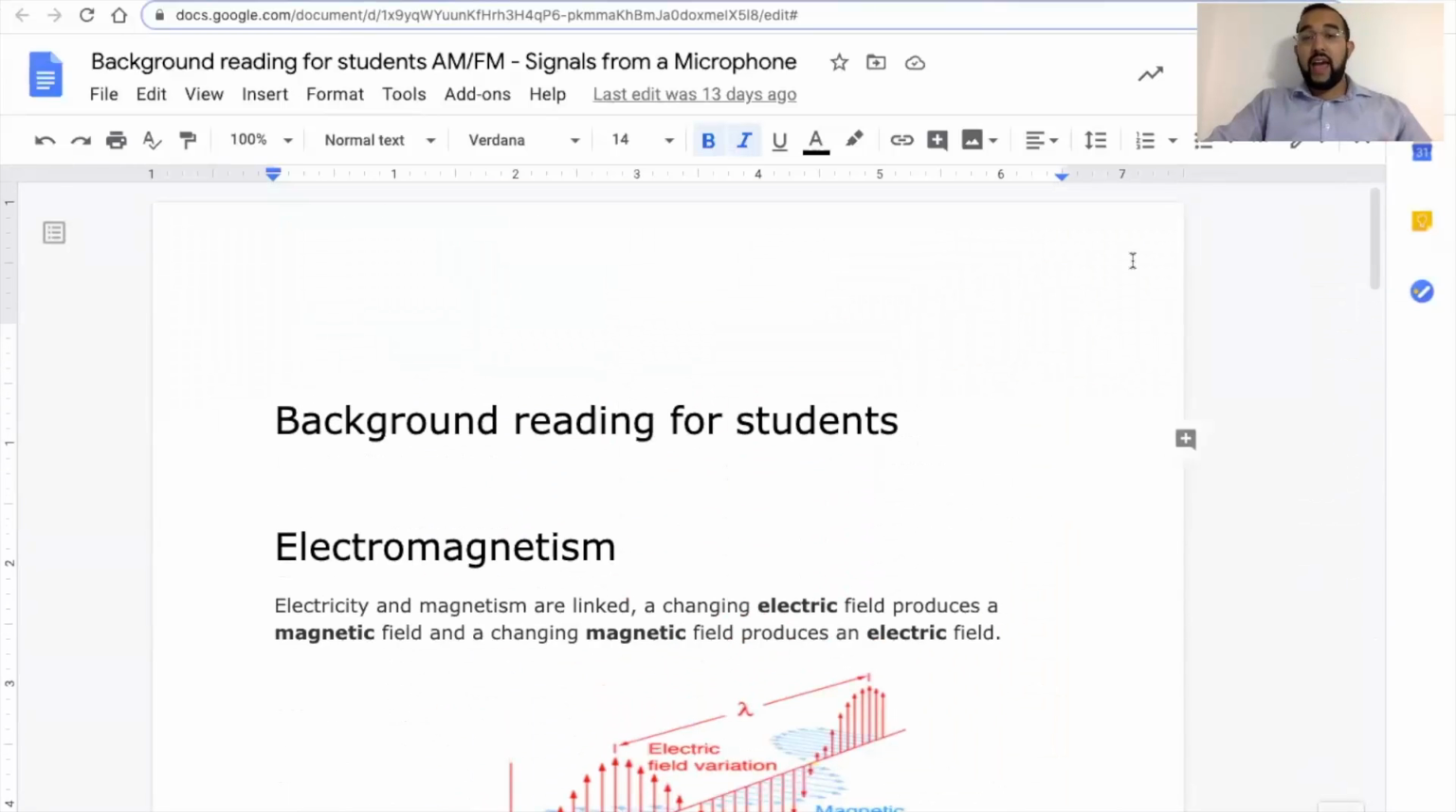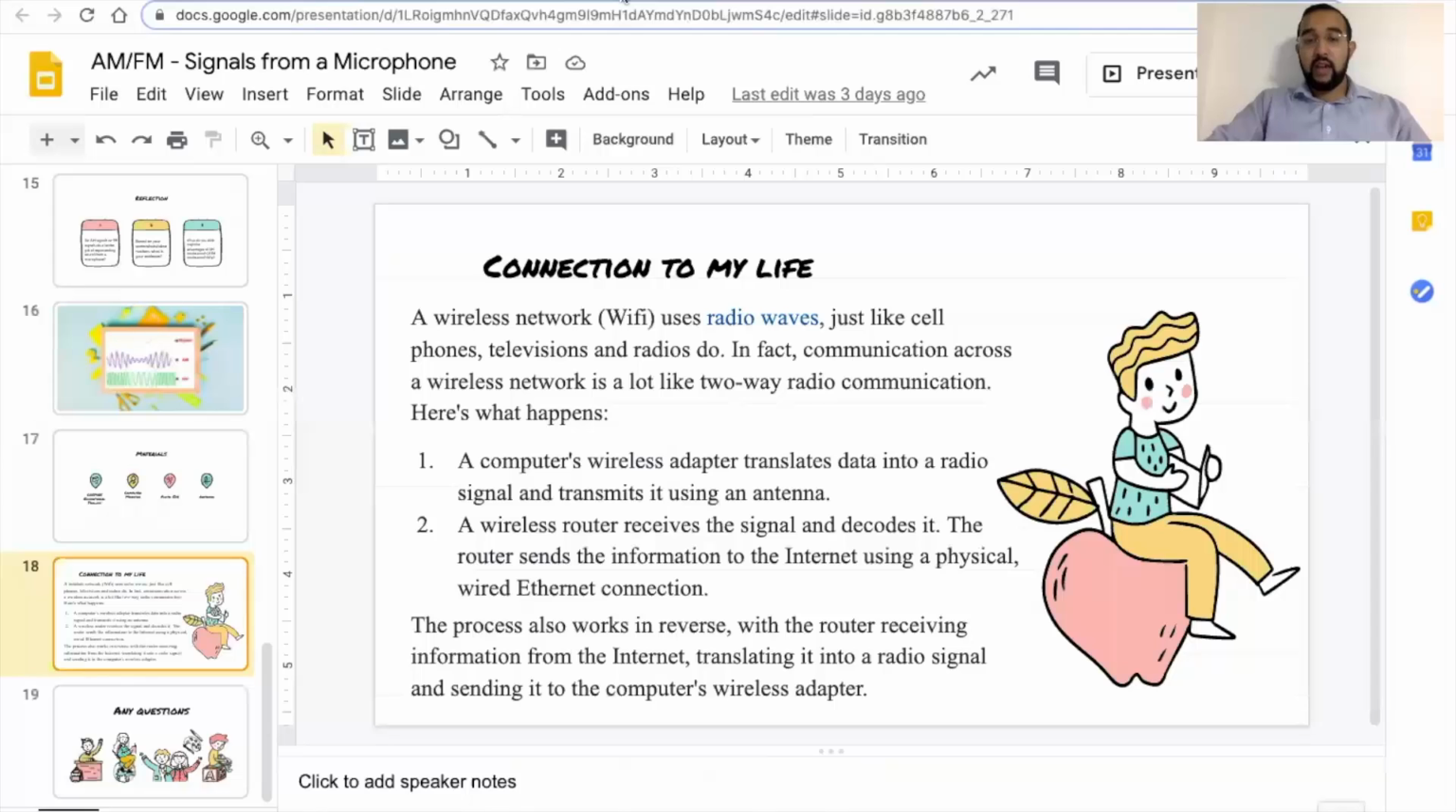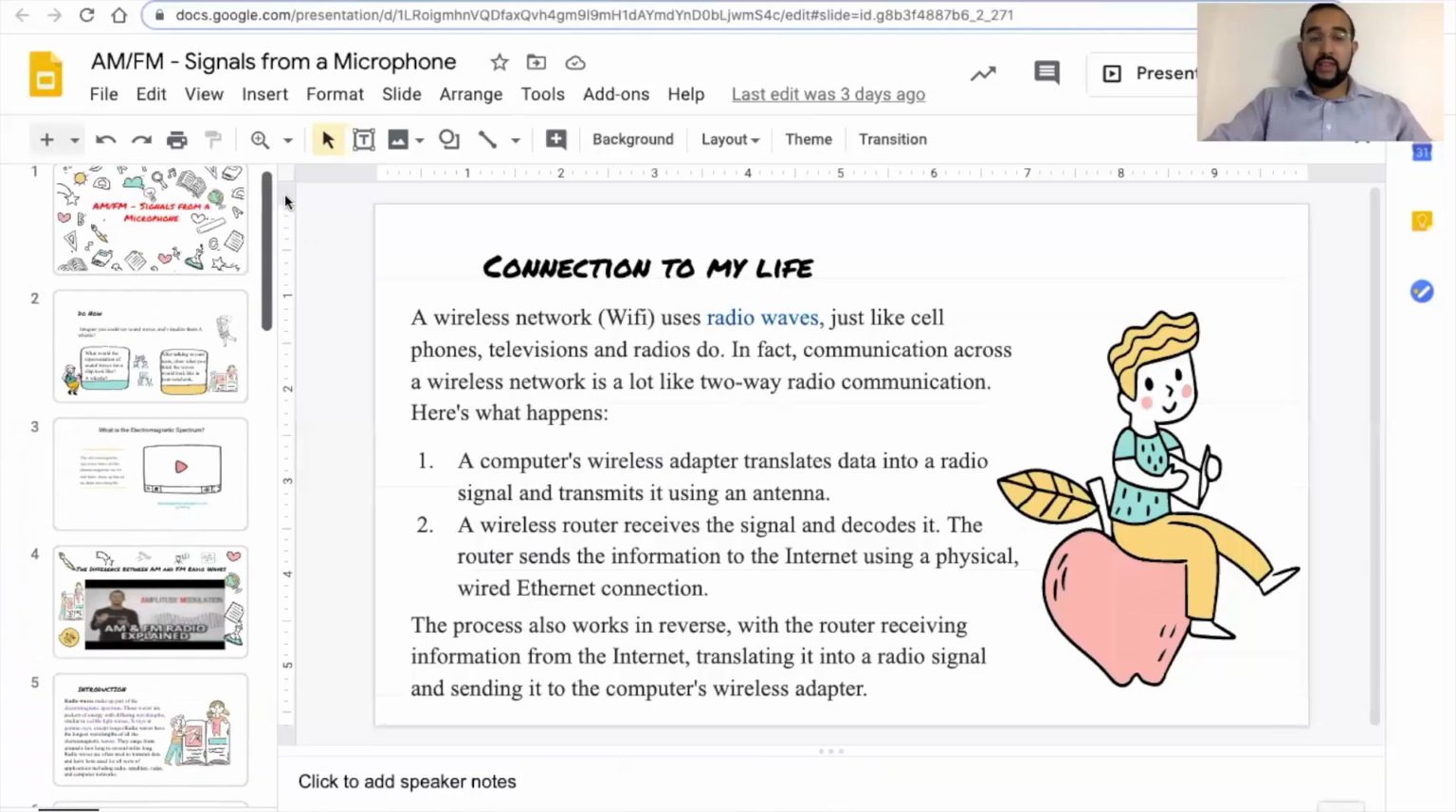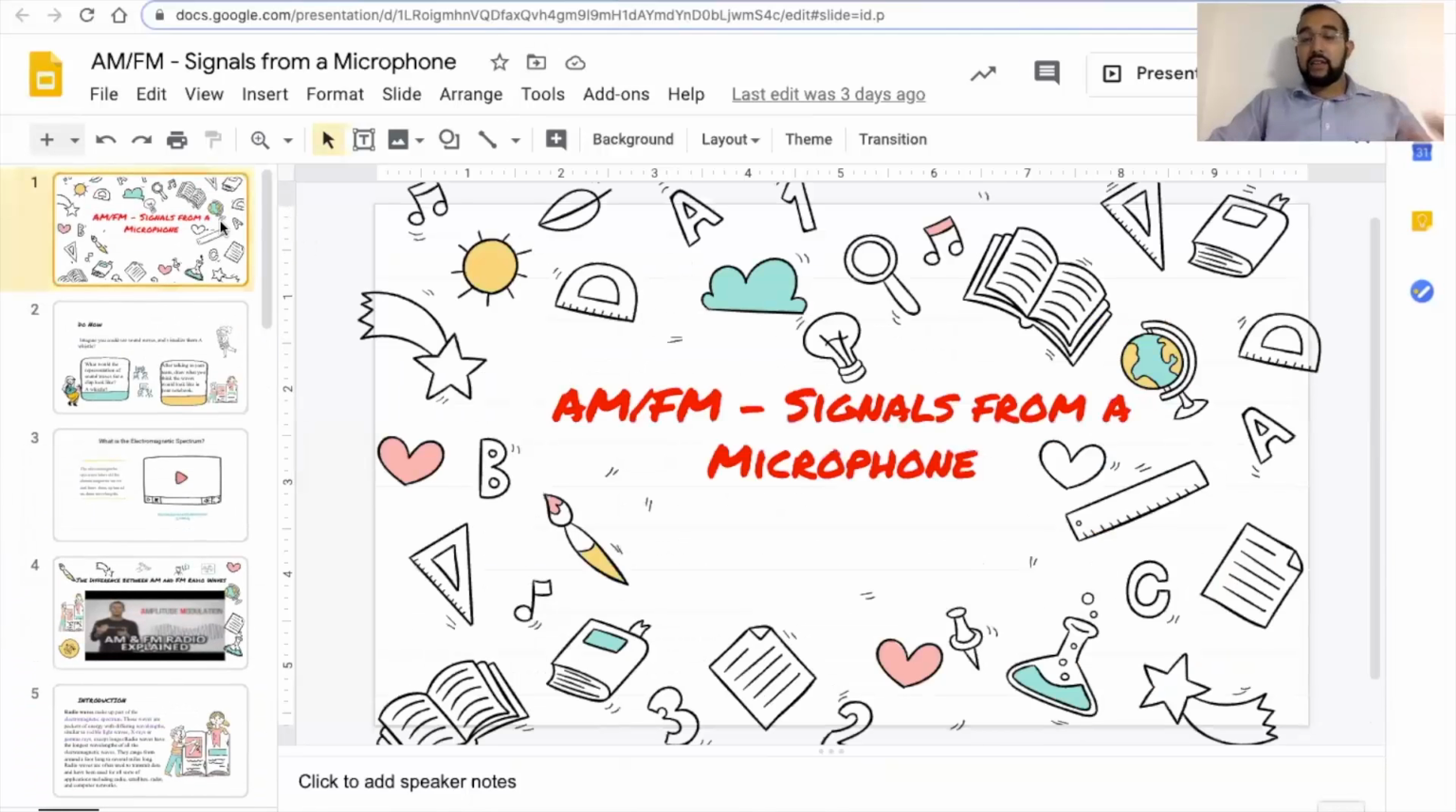After that, the actual day of the experiment, or the presentation of the experiment, comes in. So this PowerPoint is a step-by-step guide to what radio waves are, what an AM or FM signal is, how we can capture it, and how it looks when we see it on the experiment.